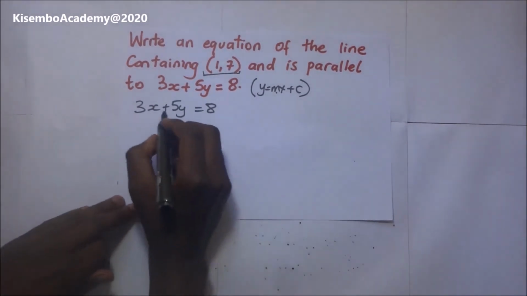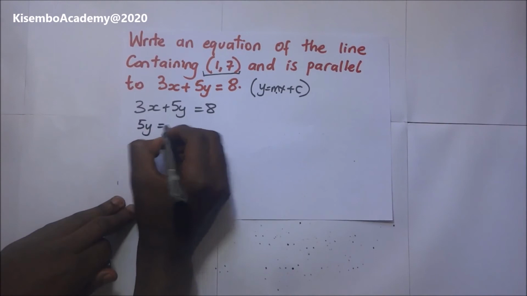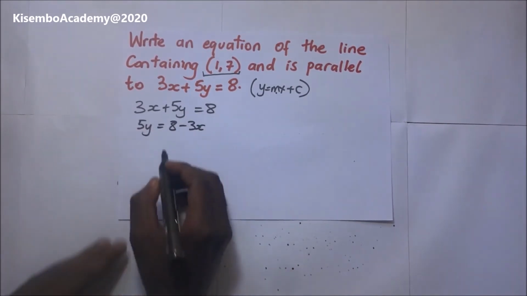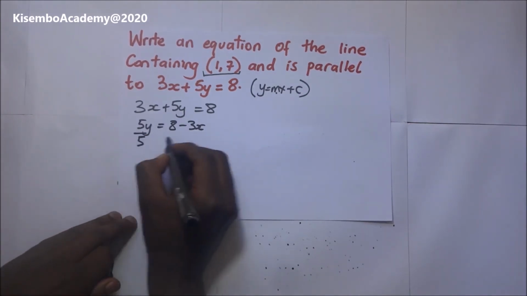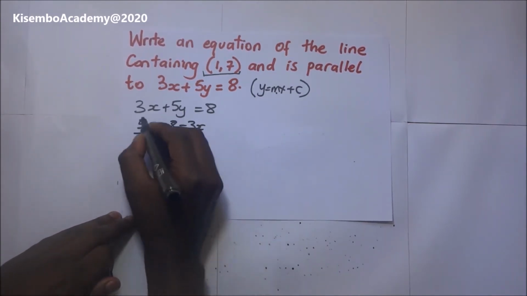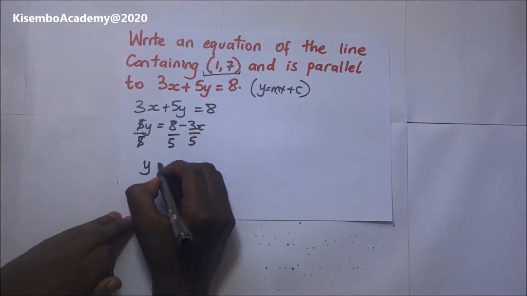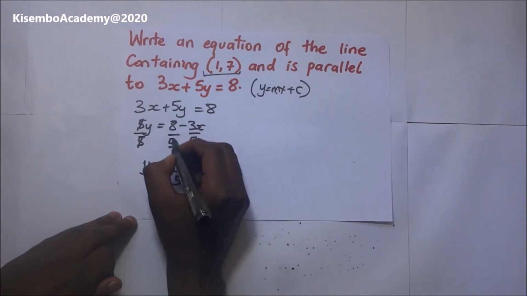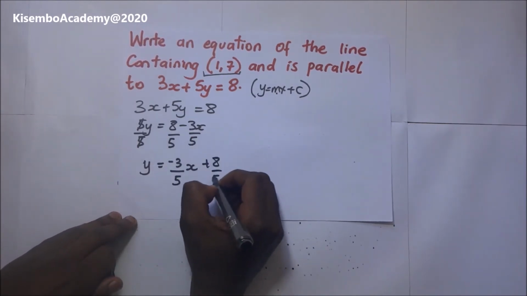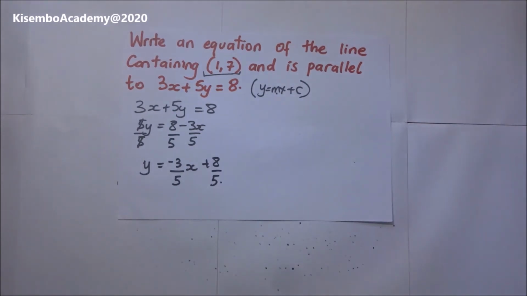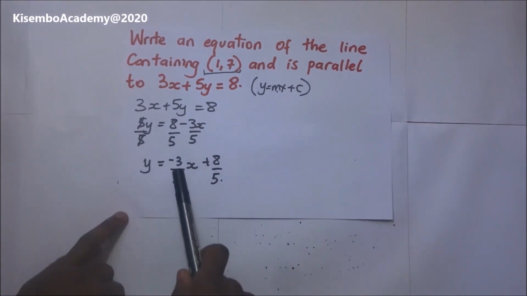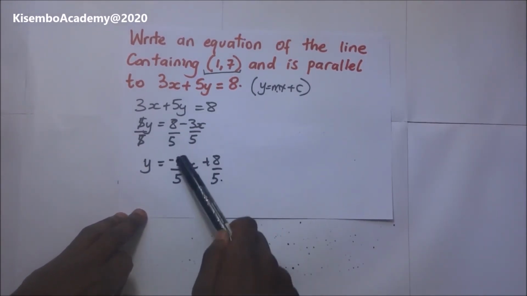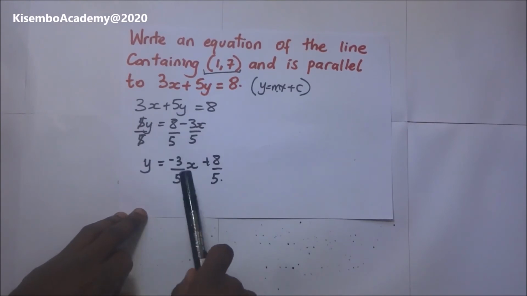So this is going to become 5y is equal to 8 minus 3x, and when we divide through by 5, remain with y here. Our value of y is going to become -3 over 5 x plus 8 over 5. So meaning the gradient of the line we are talking about here is -3 over 5.